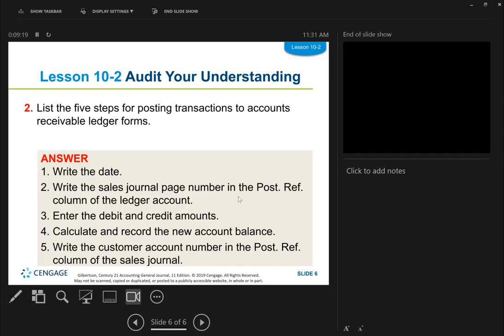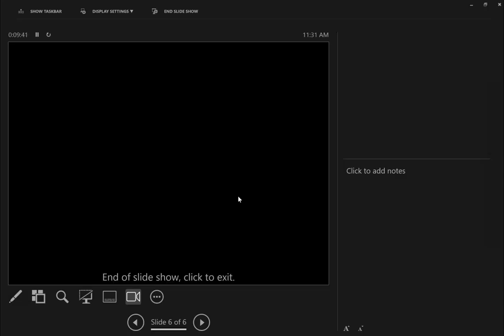You take the date, and then post reference for the journal page number, enter in the individual debit or credit amount for the transaction, update the new credit or debit balance in the ledger, and then record the ledger account number into the post reference in the journal. Right, that's your process.